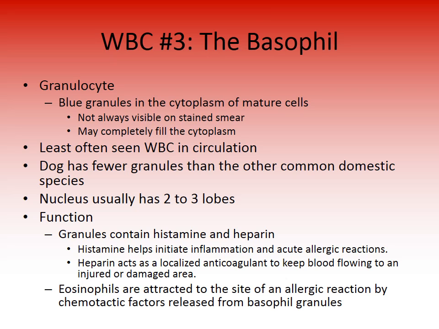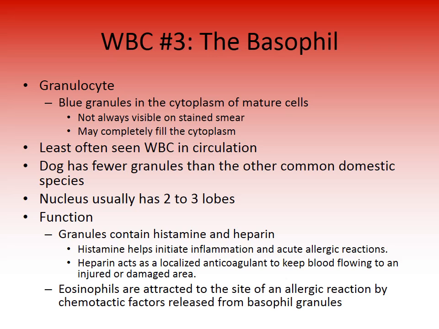Granules are not always visible on stain, so it can be tricky, but typically they are. And those granules may completely fill in the entire cytoplasm. It's the least often seen in white blood cell circulation, so even less likely than the eosinophil. Dogs have fewer granules than other common domestic species, so it may not be as granulated as other species. Nucleus usually has 2 to 3 lobes, similar to the eosinophil and the neutrophil.